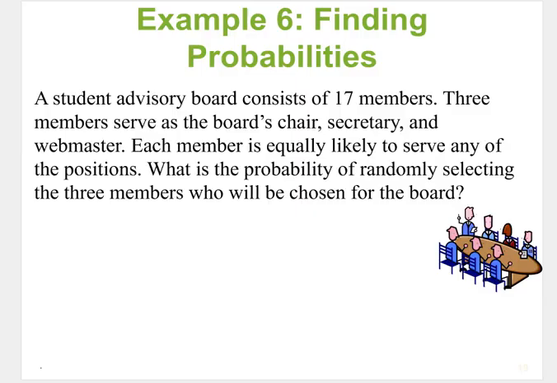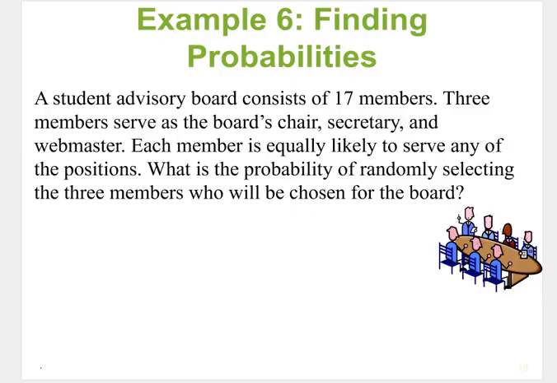So a student advisory board consists of 17 members. 3 members serve as the board's chair, secretary, and webmaster. Each member is equally likely to serve any of these positions. Everyone is qualified to be a chair or a secretary or a webmaster. Okay, what is the probability of randomly selecting the 3 members who will be chosen for this board? Okay, so first we have to find how many ways could we do that.